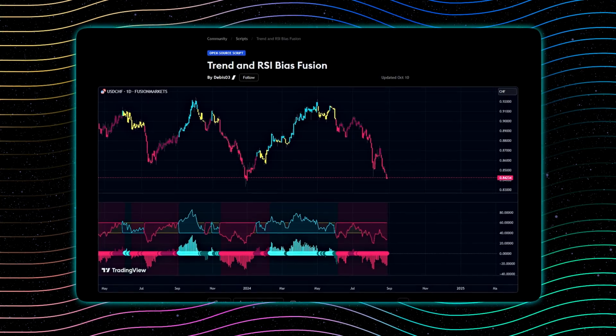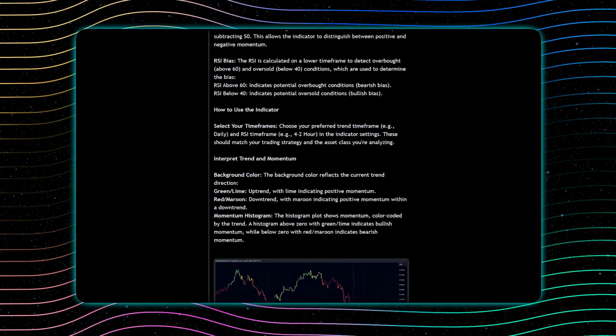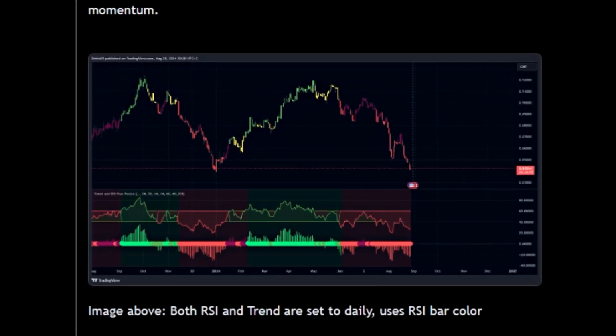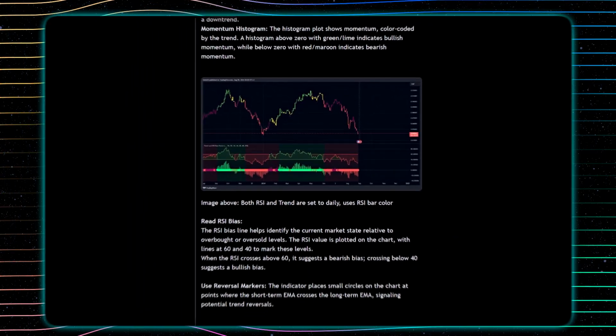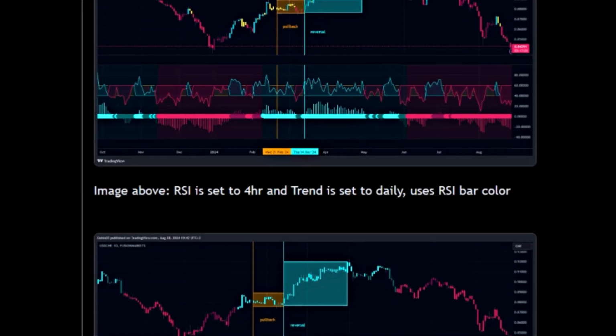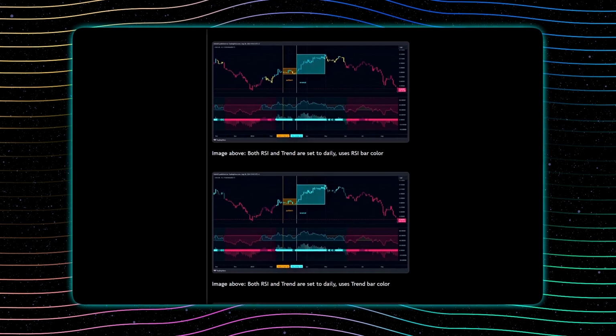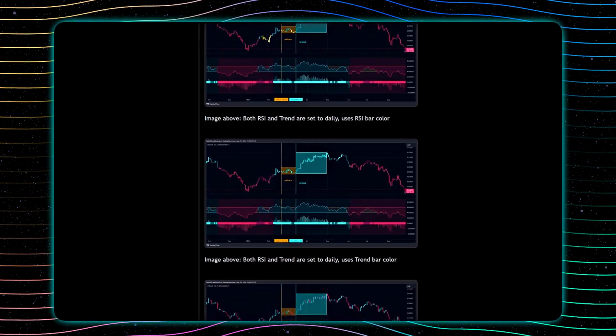Understanding the basics of the Trend and RSI Bias Fusion indicator allows you to evaluate whether it can be a useful addition to your trading strategy. Its approach helps identify momentum shifts and entry and exit points in the market. However, its effectiveness will depend on how it fits into your strategy and whether it aligns with your trading style and mindset.